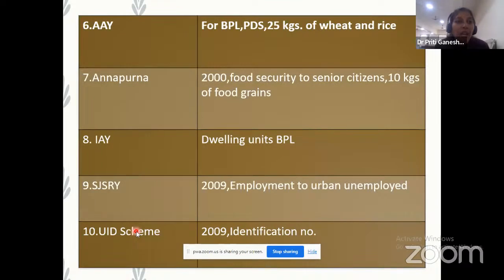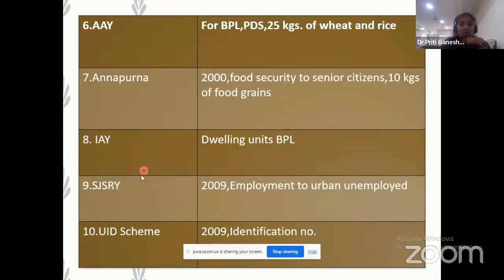There is also another program, Antyodaya Anna Yojana. Who is eligible for this? The people who live below the poverty line, BPL families, who get food grain through the public distribution system. What is meant by public distribution system? The rationing shop. They get about 25 kgs of food grain, the total wheat and rice. Then Annapurna scheme. This scheme is for senior citizens, started in the year 2000, and they get 10 kgs of food grain.